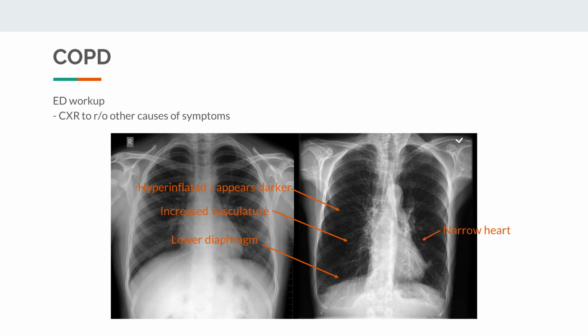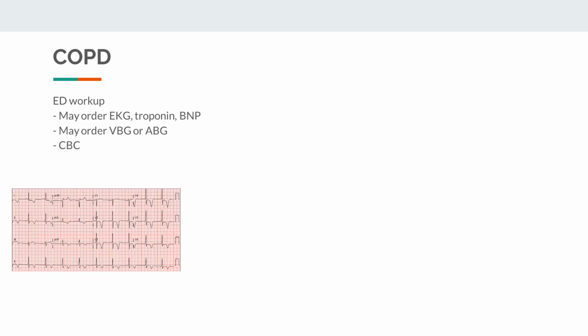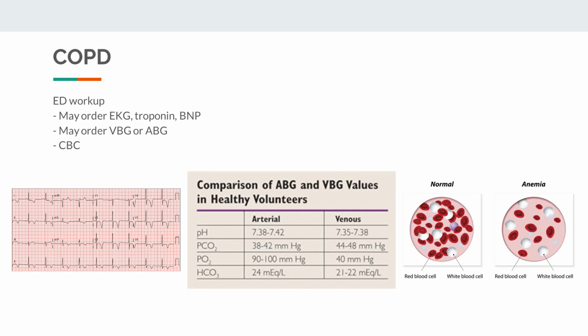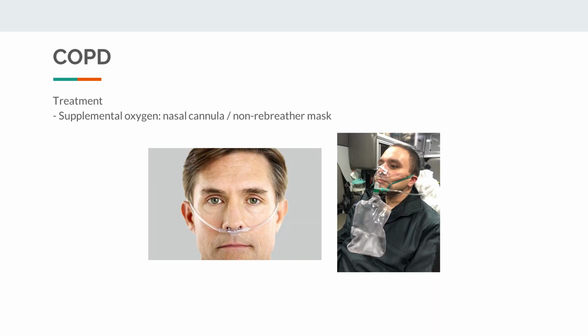In addition to the chest X-ray, additional workup may include EKG, troponin, and a BMP. A VBG or an ABG may also be done, and other lab studies such as CBC can tell us if the patient is anemic. Treatment will start with supplemental oxygen such as a nasal cannula or a non-rebreather mask.